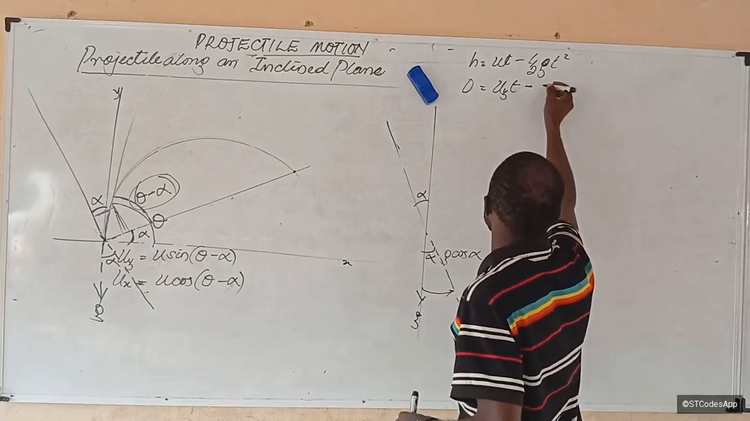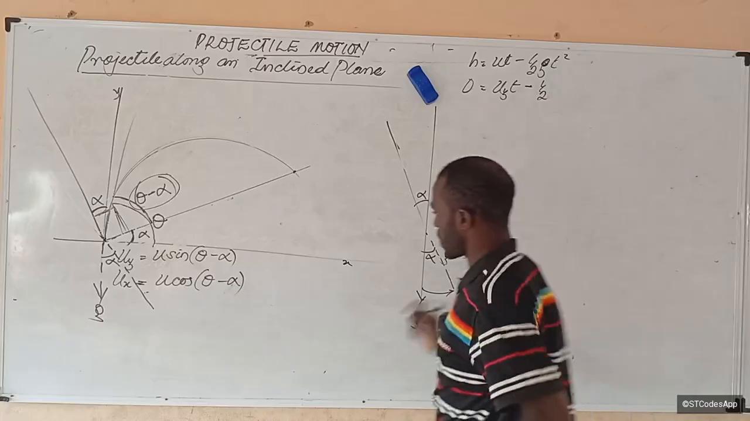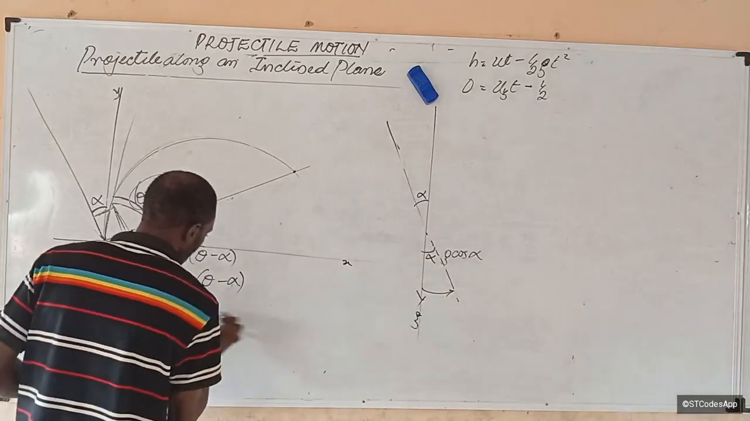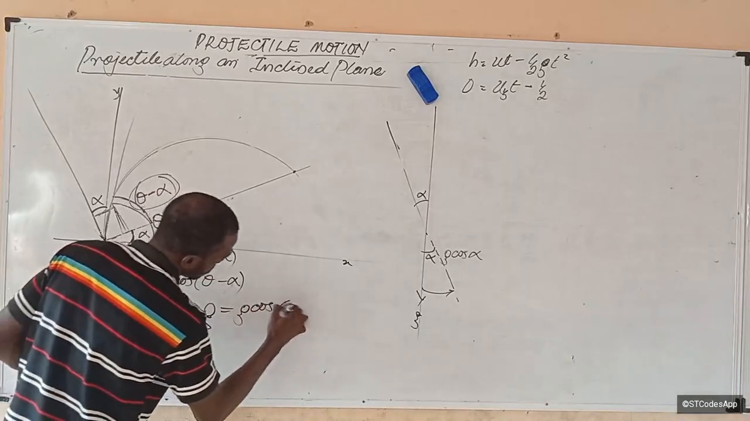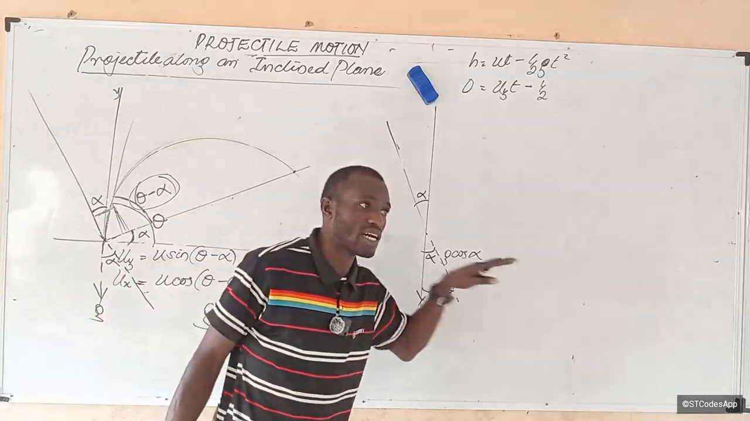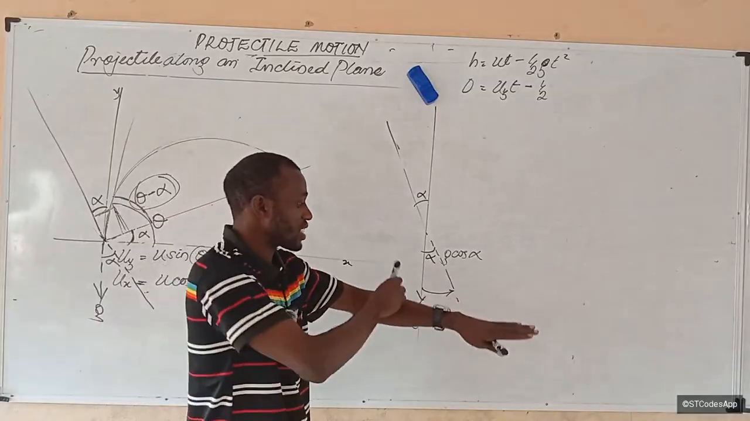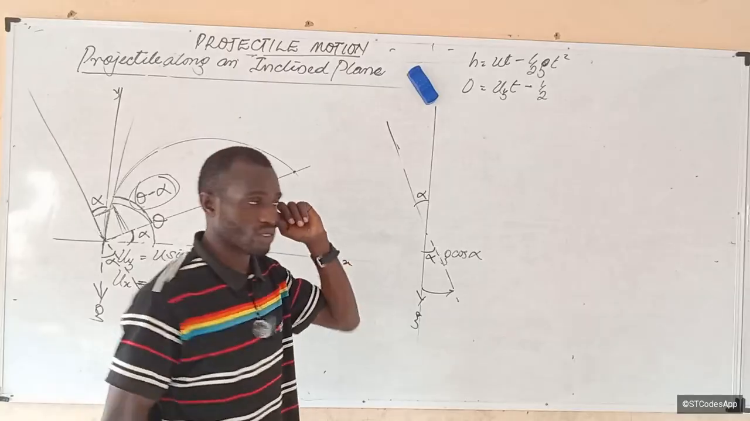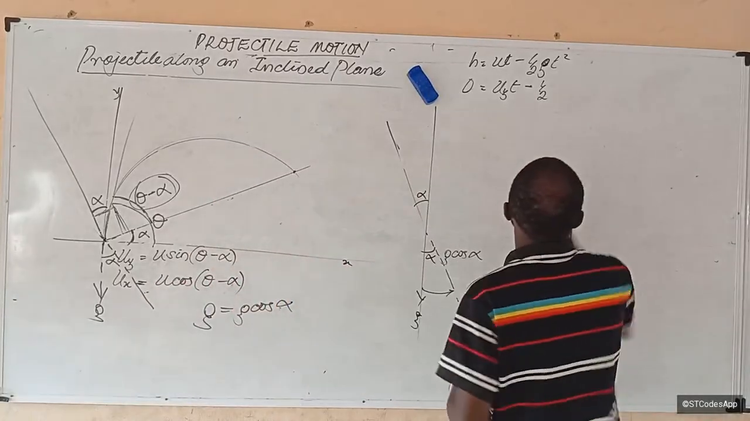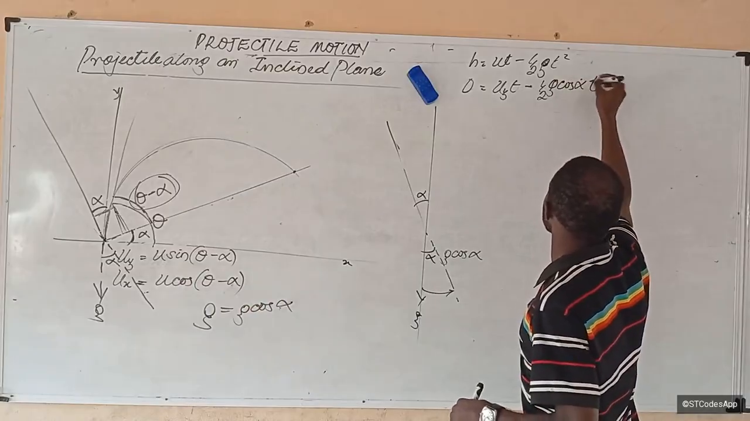Uy component times t minus half. Now, this g is now g cos alpha, because g is not on the horizontal. Our guy is not being projected from the horizontal. g is at an angle now. So the angle will also affect the value of g. So we have g cos alpha t squared.